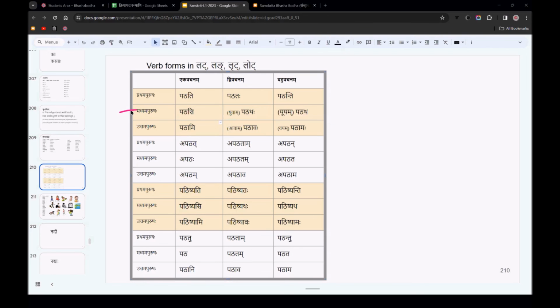Same thing with Madhyama Purusha forms also. These forms can be used only with Tvam, Yuam or Yuyam. So even if you don't say Tvam, Yuam or Yuyam, they are implied. So Patasi means you are reading. Patatha means you two are reading. Patatha means many of you are reading.